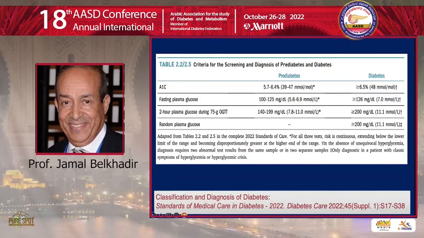On the basis of the 2022 standard of care, the criteria for diagnosis of pre-diabetes and diabetes indicate that for all three tests the risk is continuous, extending below the lower limit of the range and becoming disproportionately greater at the higher end of the range. In the absence of unequivocal hyperglycemia, diagnosis requires two abnormal test results from the same sample or in two separate samples.